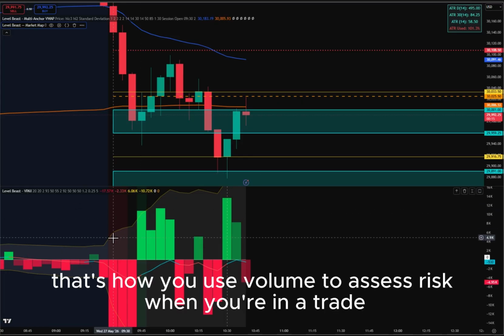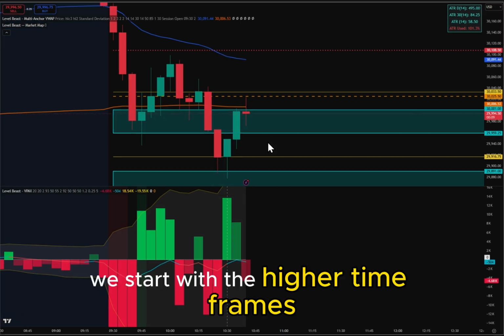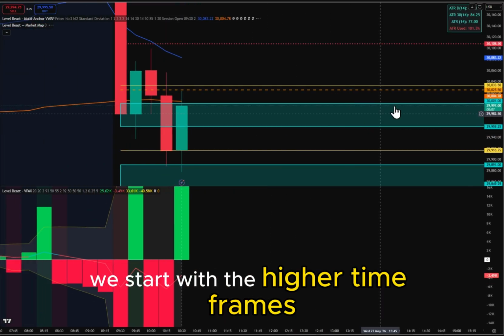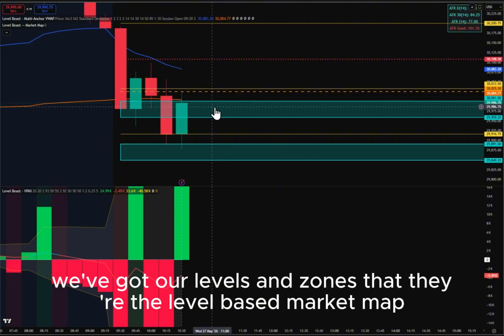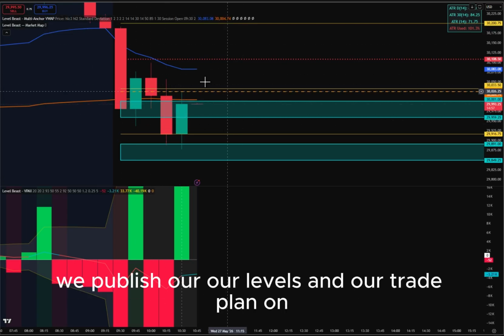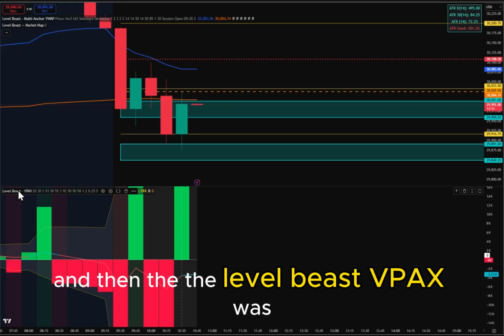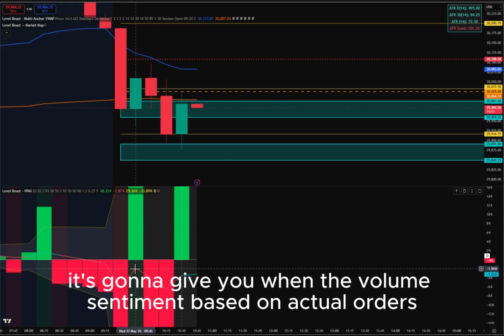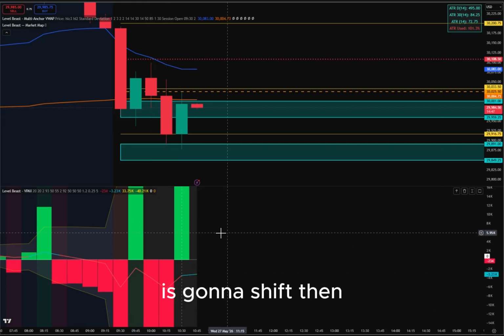That's really it. That's how you use volume to assess risk when you're in a trade. We start with the higher time frames. We're looking for structure. Obviously, we've got our levels and zones, the level based market map, automatically. Once you click update, we publish our levels and our trade plan. And then the level based VPACs will give you when the volume sentiment based on actual orders is going to shift.